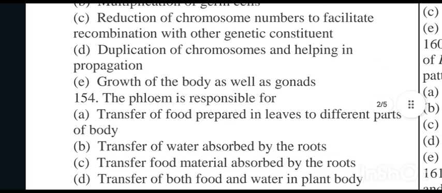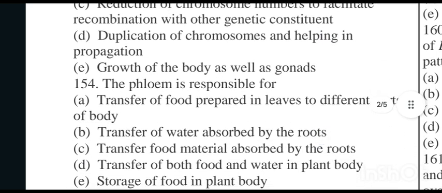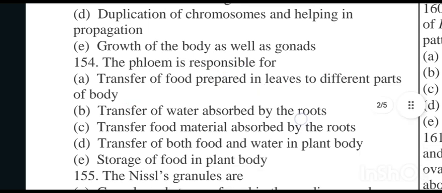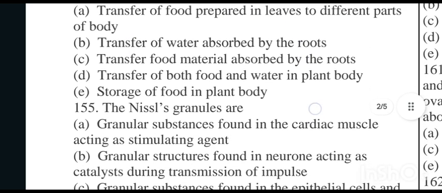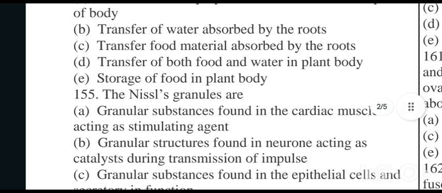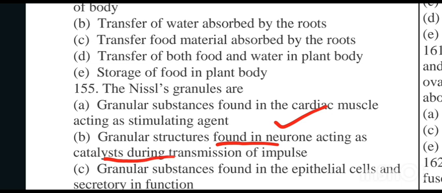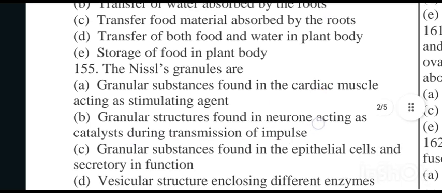Next question. The phloem is responsible for transfer of photosynthate, or food prepared in leaves by the process of photosynthesis, to different parts of the plant body. Next question. The Nissl's granules are granular structures found in neurons, acting as catalyst during transmission of an impulse. Next question.